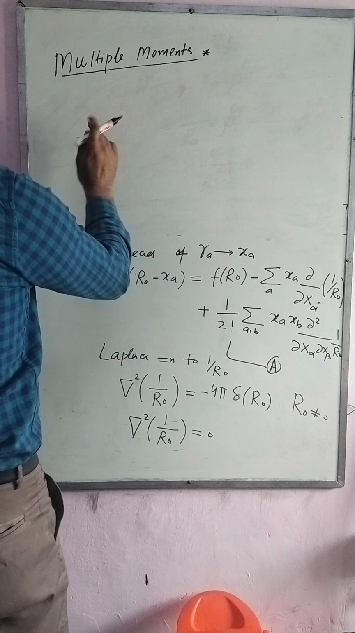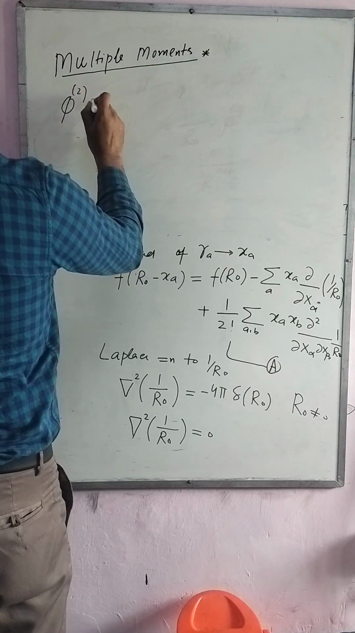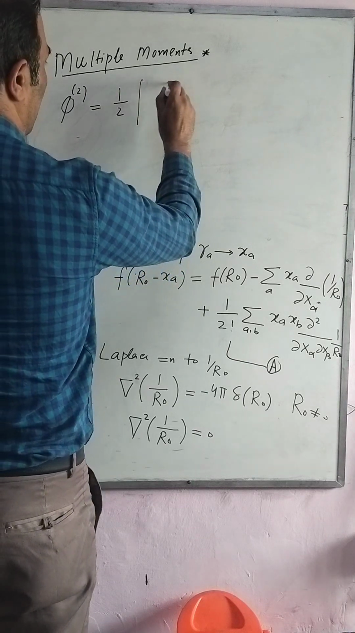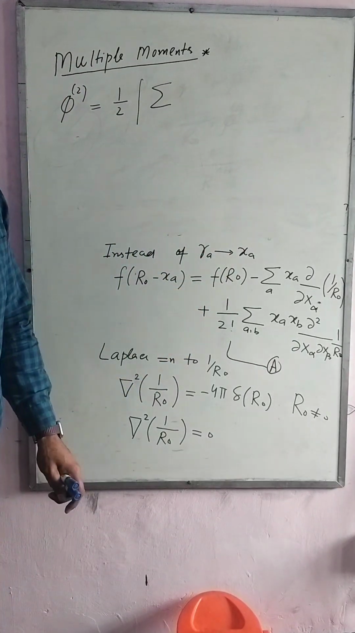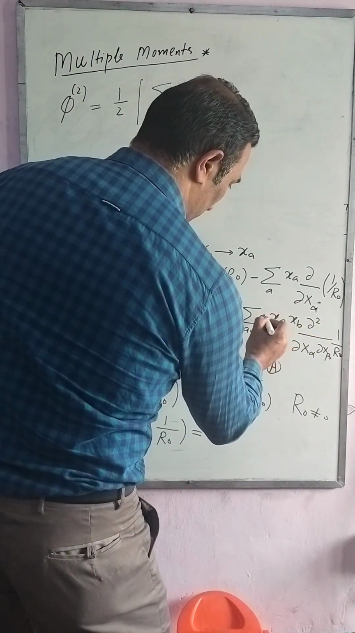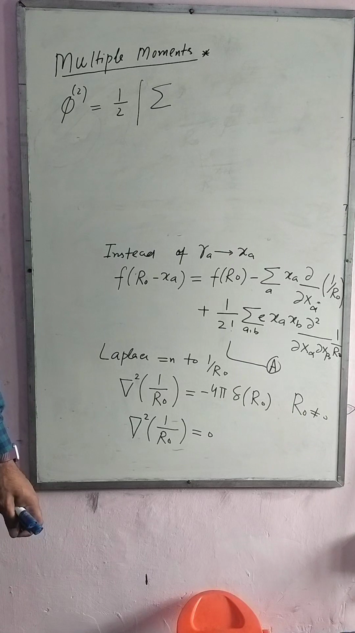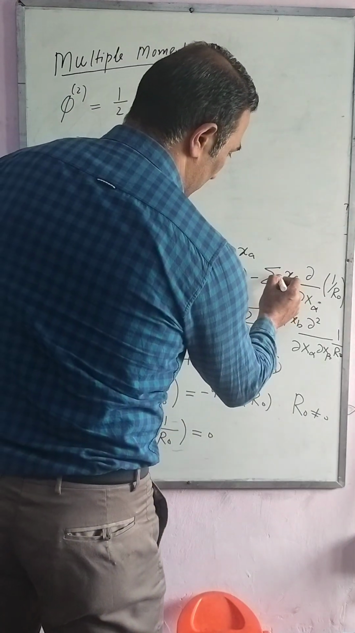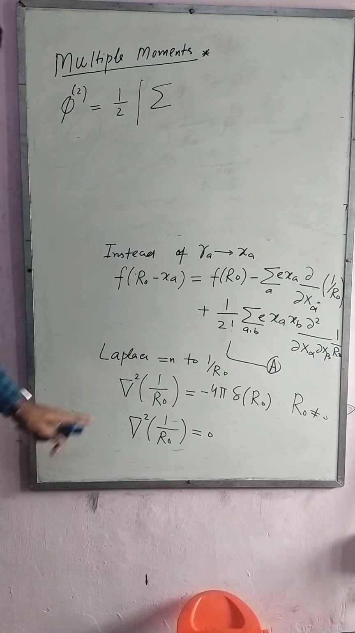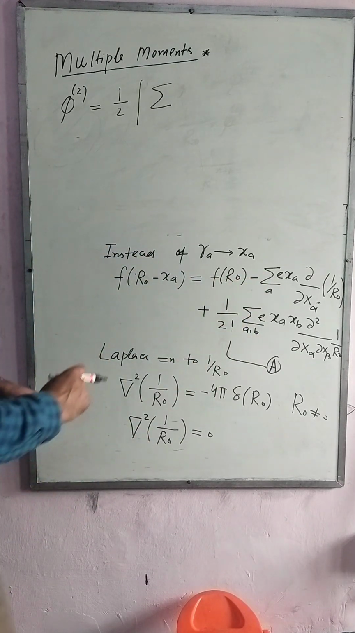Let's expand this term. So phi 2 will be equal to 1 by 2 summation over. There was a few things, actually I forgot E also, charge into the distance, and there's also that EX, right, charge into X. So let's expand this to the phi 2 term. So this is phi naught, phi 1 and phi 2, right? Now what will be your phi 2?